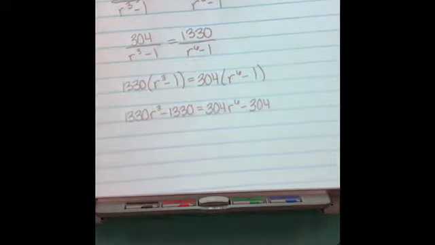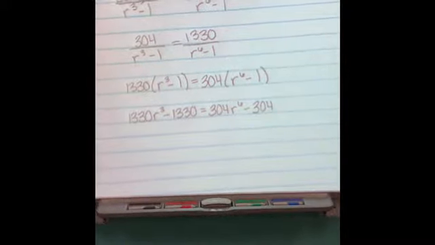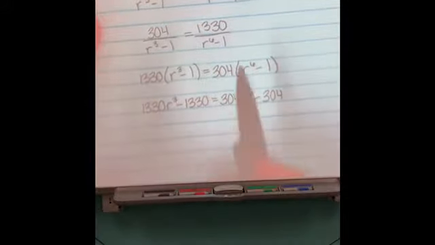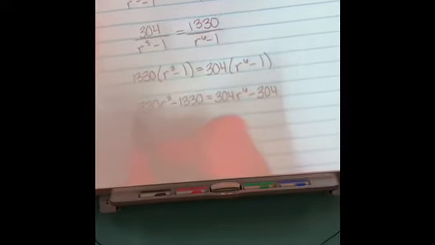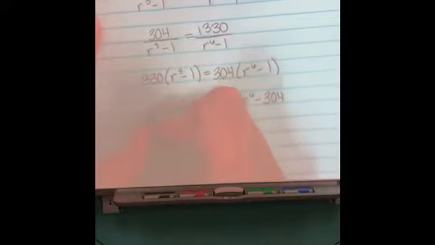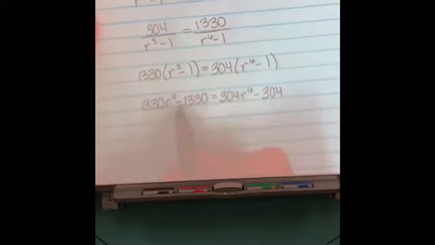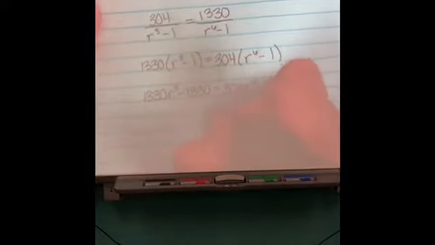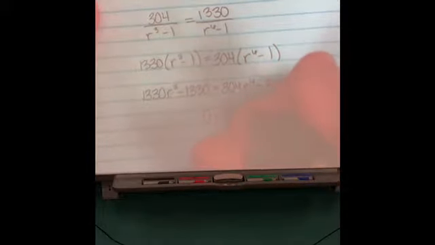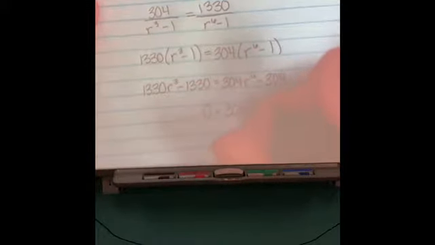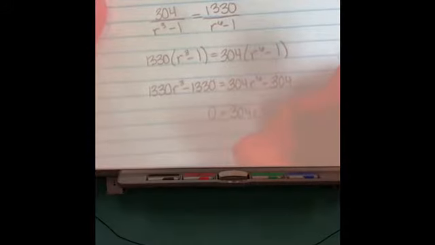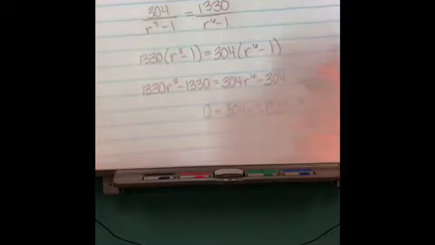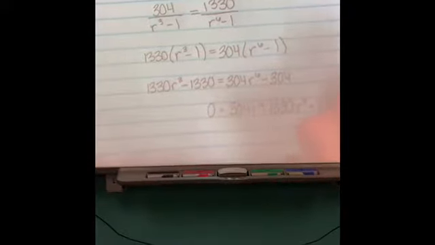And then we're just going to go ahead and get everything on one side of your equal sign. So I'm going to subtract 1,330 r cubed and also add 1,330. So that'll give me 0 on the left. And then on the right I get 304 r to the 6th power minus 1,330 r cubed plus 1,026.